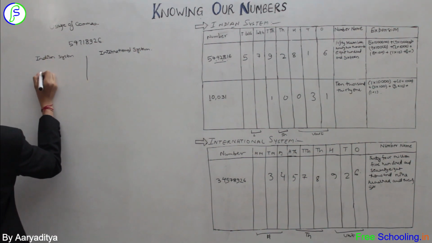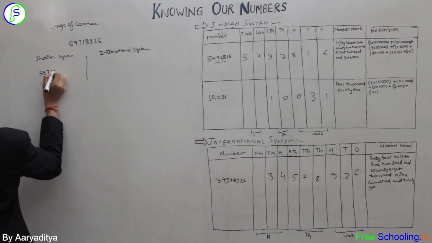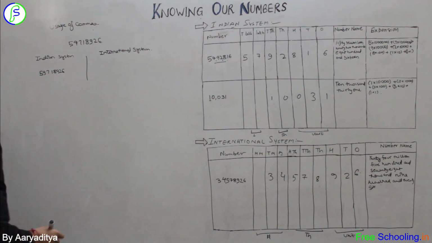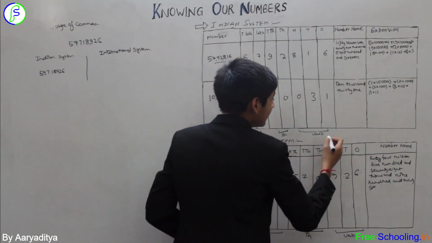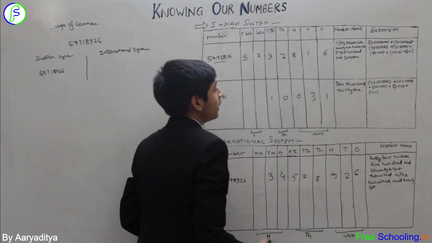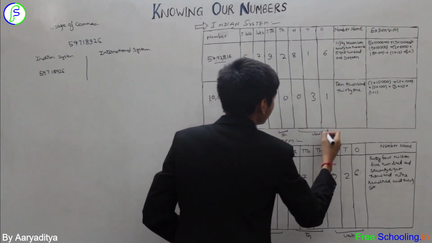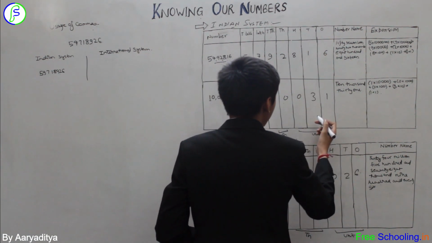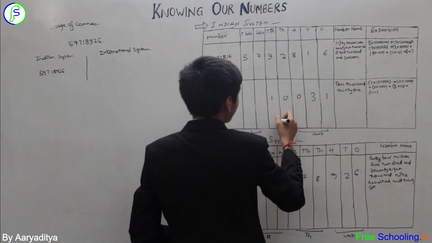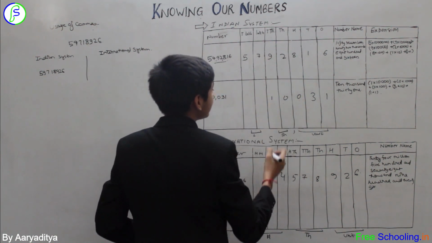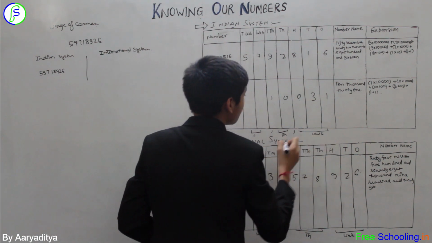So let us take the number in the Indian system, 59718926. What do we get to see here? To insert commas, we insert a comma after every group. So here we can see that it's HTOs. After 3 digits from the right side, a comma will be inserted. Similarly, again we have a group with 2 places, so a comma would be inserted after 2 places.